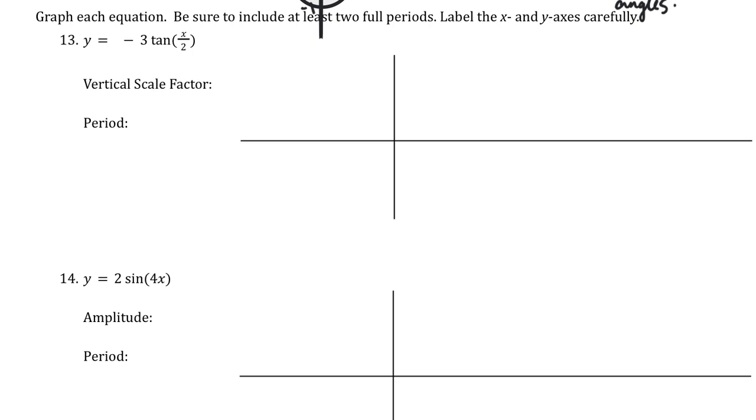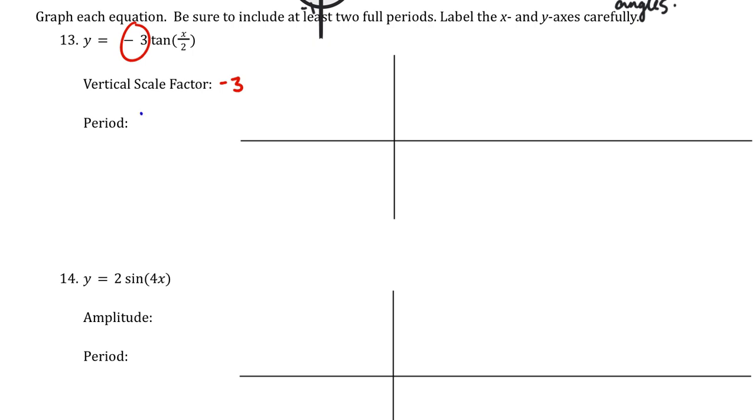The instructions say to include at least 2 full periods. We're supposed to label the x and y axes carefully. We're supposed to identify some of the things about these graphs and then graph them. So this is a -3 tangent, so the -3 is the vertical scale factor, so that's -3. That means we do have a reflection and we do have a stretch.